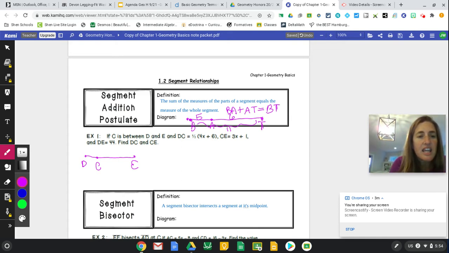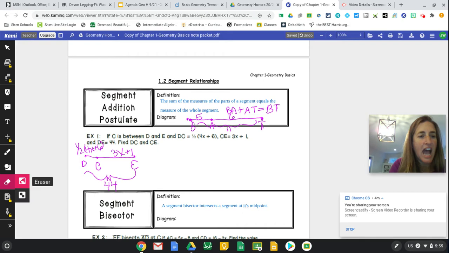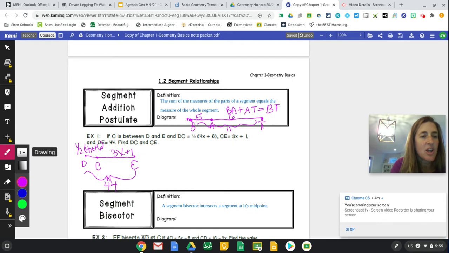D to C is 1/2, oh, I love a good fraction, 4x plus 6. And C to E is 3x plus 1. And the whole thing from D to E is 44. So the whole piece is 44. I am really bad at this, so I'm actually going to highlight what I actually need to solve for, which is DC.